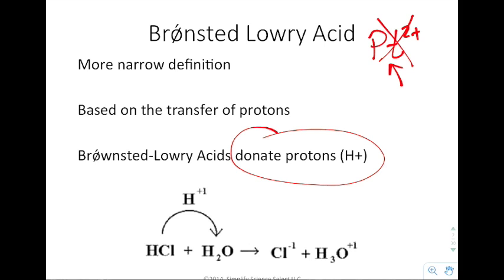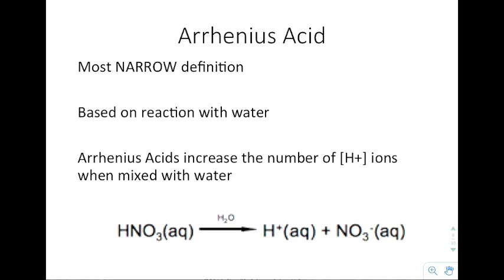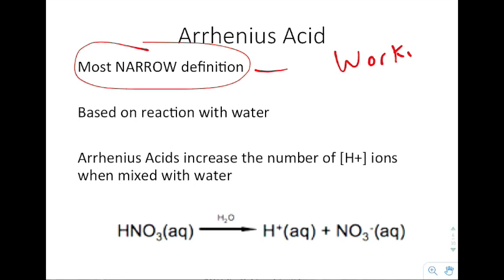Therefore it would not meet the definition of a Bronsted-Lowry acid. Next, we have what's called an Arrhenius acid. Now this is the most narrow definition, and this is going to be our working definition for an acid. So whenever we're talking just about general acids, we're going to be using the Arrhenius definition of the acid. Now you do need to know the other definitions of the acid, and you do need to be able to distinguish something as a Lewis acid or a Bronsted-Lowry acid or something along those lines. But this is what we're going to mean when we generally talk about acids.